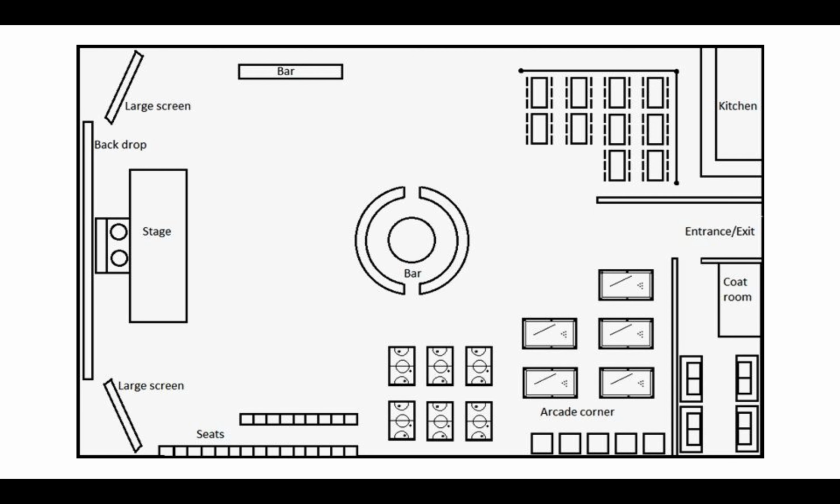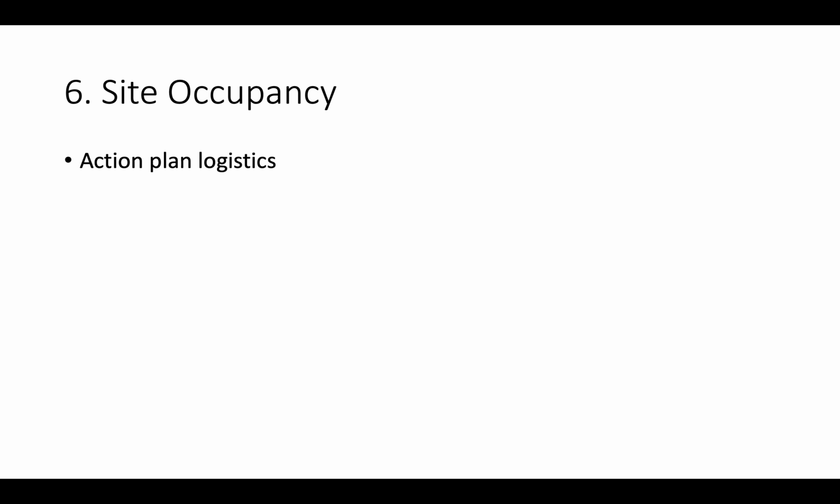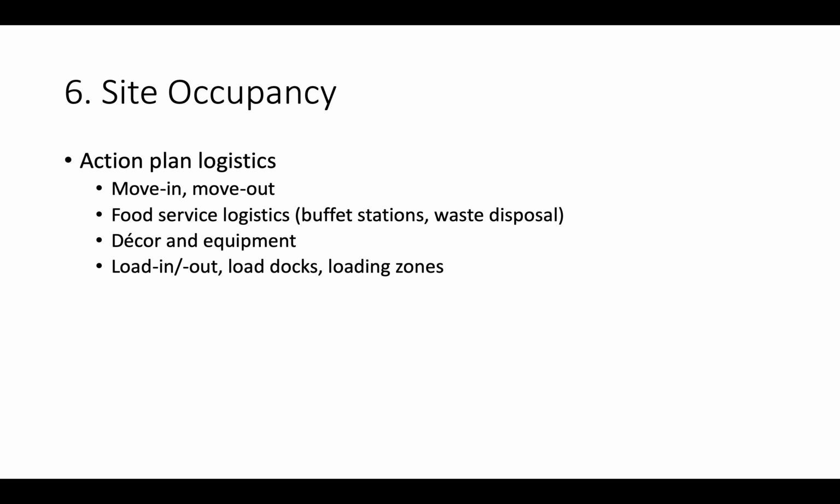Importantly, you need to create a floor plan. For a floor plan, we can either use software to draw or just use our hands to draw on paper. So the plan needs to include all the important parts for the event. And also we need to account for our site's occupancy in the floor plan. By occupancy, importantly, we need to think about something related to moving in and moving out all the equipment.